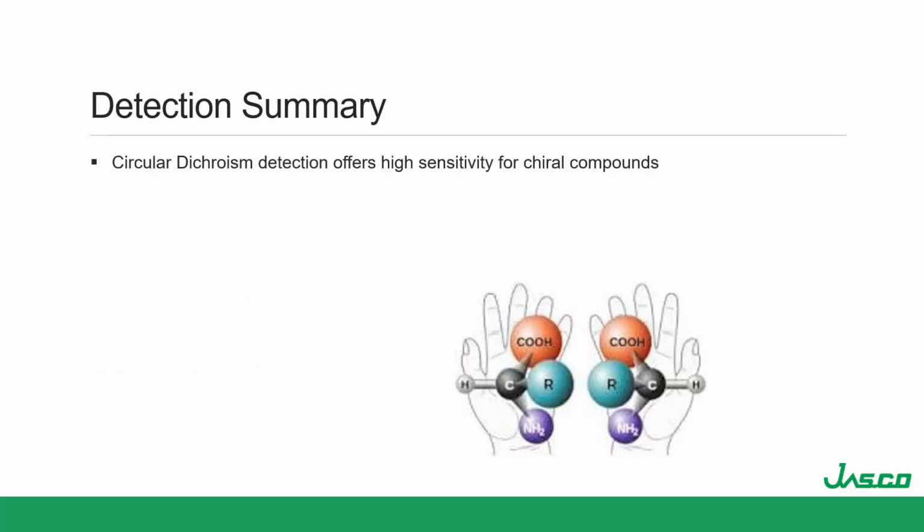So, the detection summary. Circular dichroism detection offers high sensitivity for chiral compounds. And if you're not familiar with the chiral world, chiral compounds are compounds that have one or more chiral centers and are mirror images of each other. These mirror images are known as enantiomers.